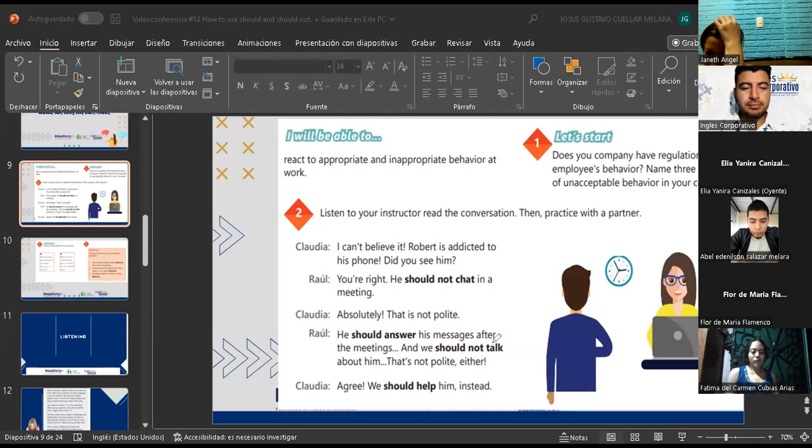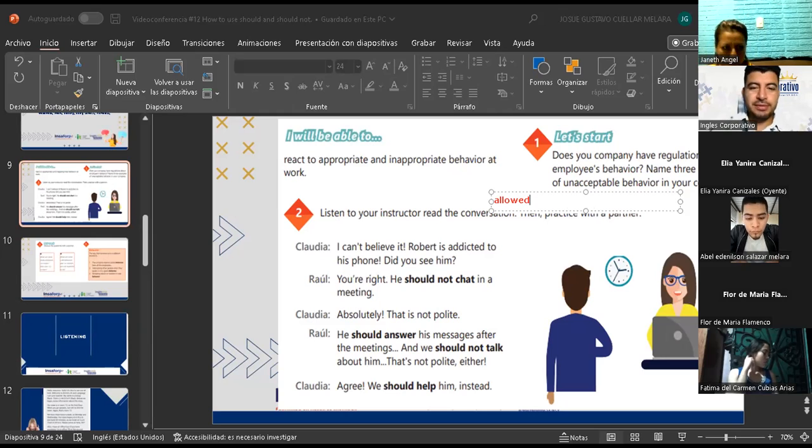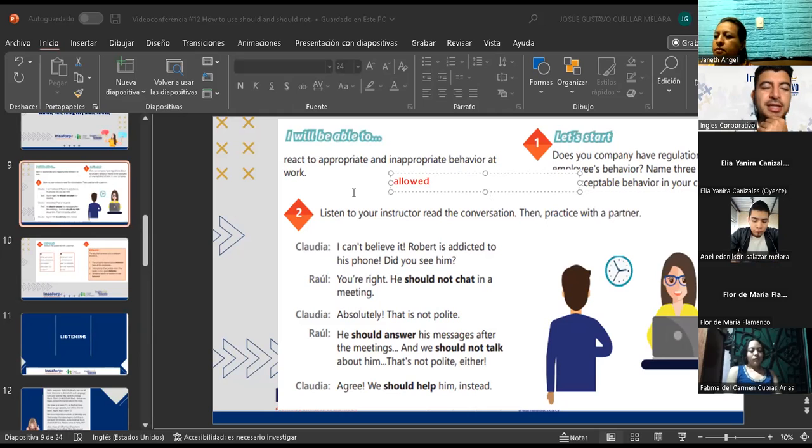Hello, teacher. In my company, the employees' relationships is not allowed. Allowed, yes. Eso significa permitido, allowed, permitido. Solo el verbo allow es permitir. Pero allowed, como es pasado participio, con ed, regular, allowed. So, a personal relationship, okay, it is not allowed. Sí, ¿verdad? That's very common. Thank you, Flor and Janet.